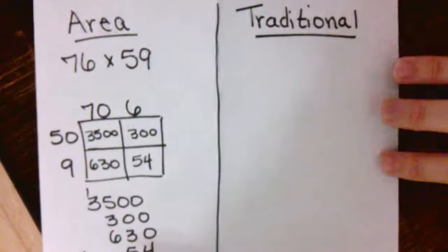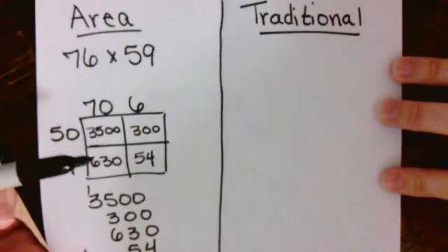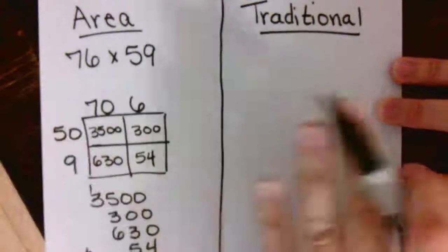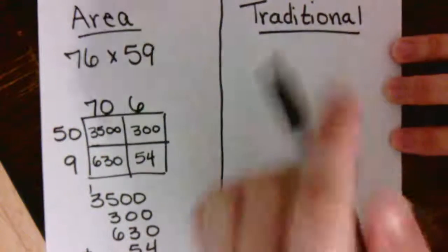Now looking at the traditional method, that's the last method I teach, and it's the quickest method. By the end of the unit, I would say about 30% of students stick with the area model and they're just more comfortable with it. About 70% of students transfer over and use the traditional method.